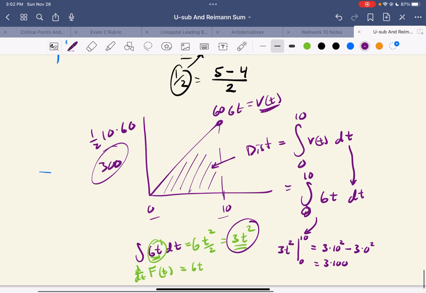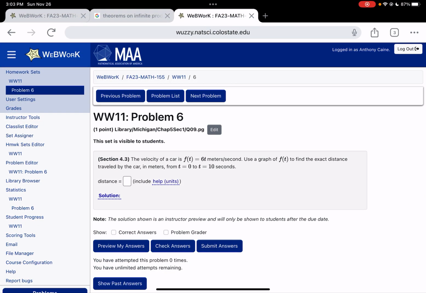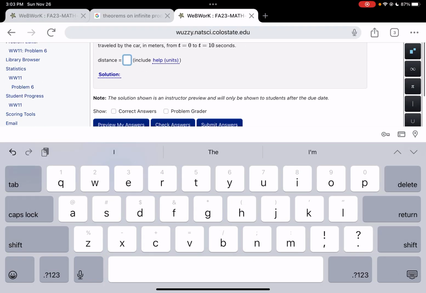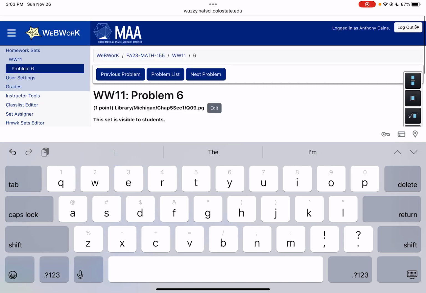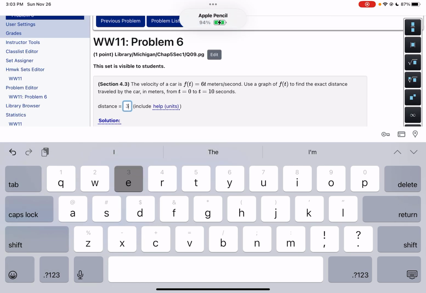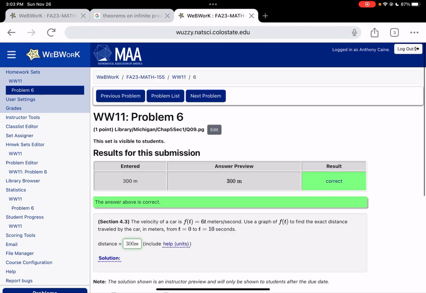So this is where we're headed in the class. Let me just put this in. Does it say include units? It sure does. And this is in meters. So we're going to do 300 meters, and hit submit, and there it is.